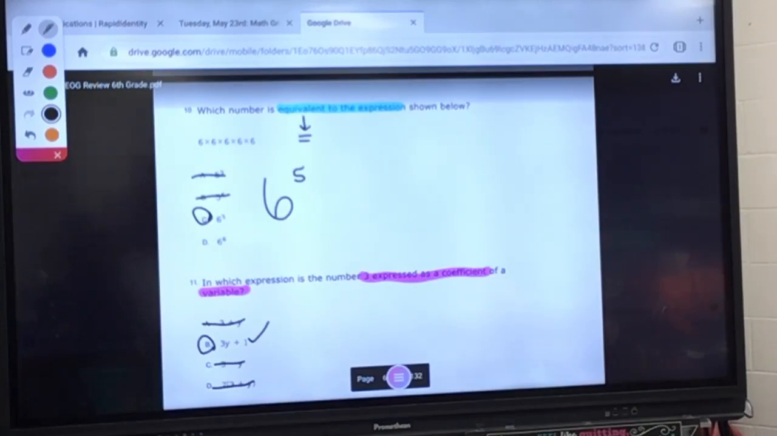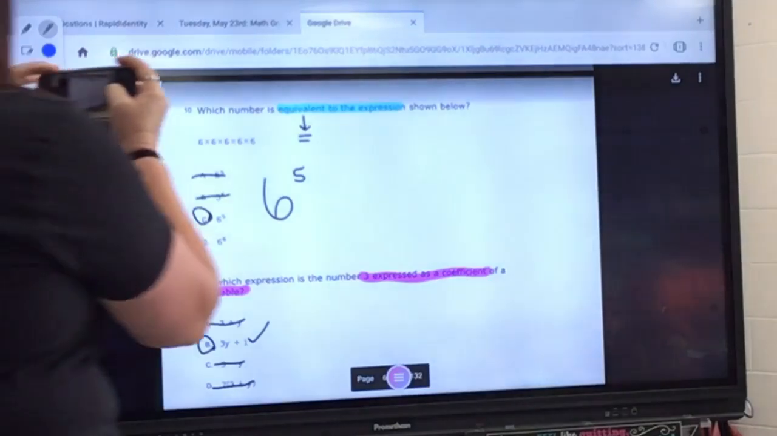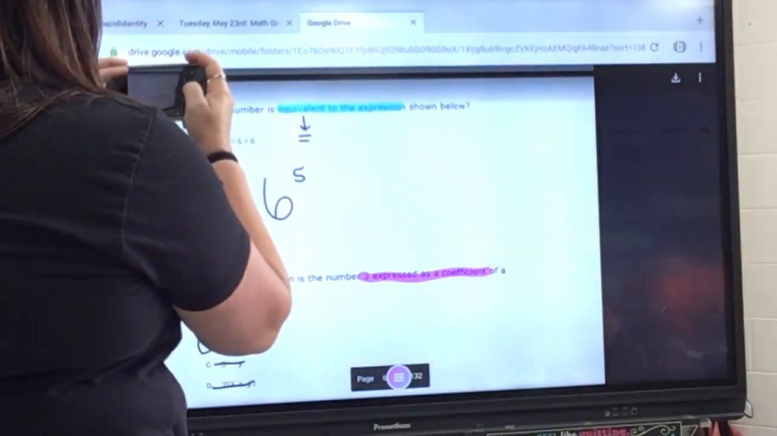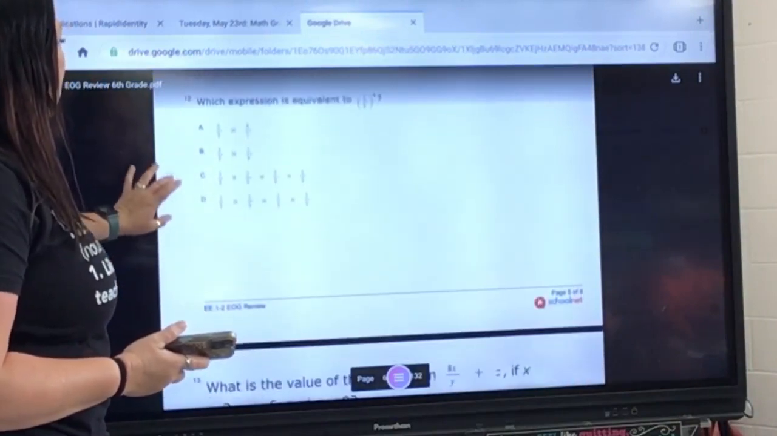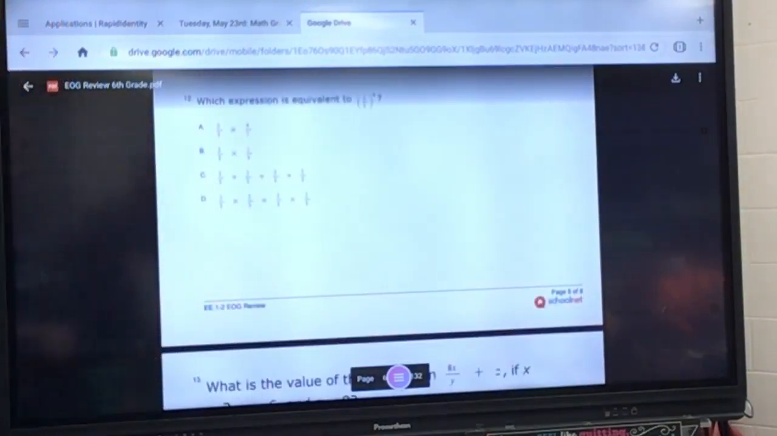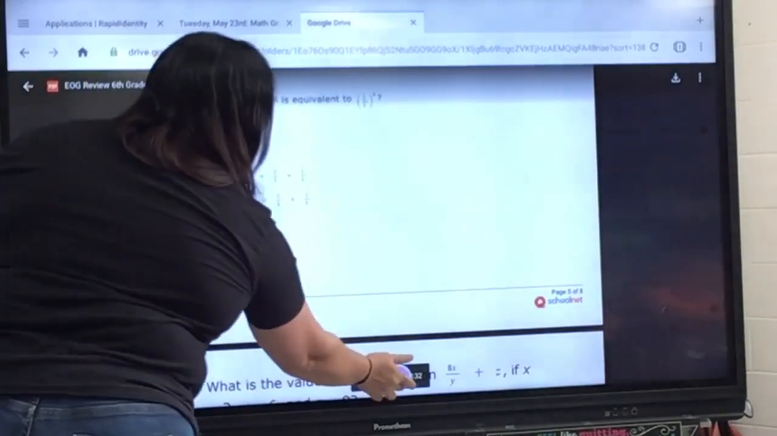I may have you guys tomorrow for your bail work, complete some of these problems, so we can go over them real quick. All right, let's go over number 12 real quick. It says which expression is equivalent to 2/3 to the 4th power? Which one, or what's important in this question?